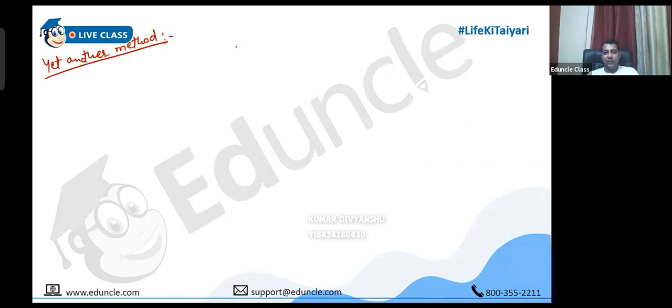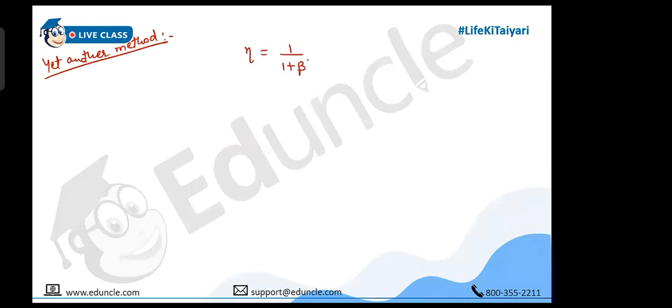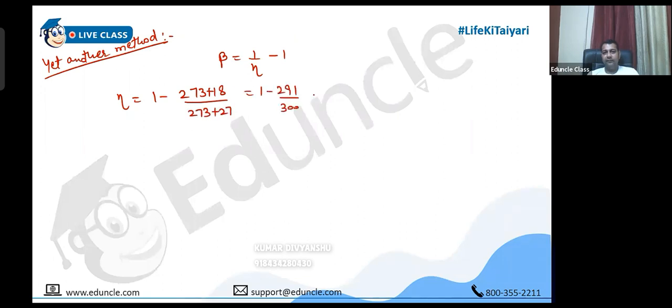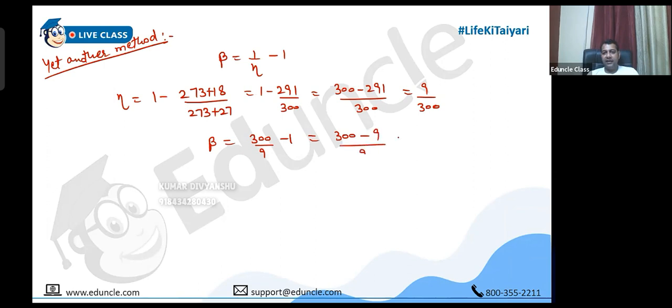So now, what is the other method? You remember yesterday we derived the relation between eta and beta. Beta was actually 1 by eta minus 1, because I require beta. So what is eta over here? Eta is 1 minus T2 by T1. Let us solve for eta first. 1 minus 291 by 300 is 9 by 300. So beta will be 300 by 9 minus 1, that is 300 minus 9 by 9, 291 by 9.